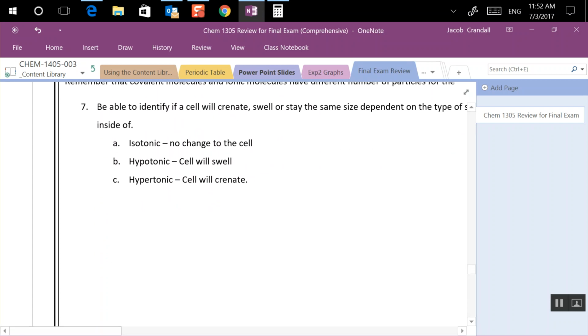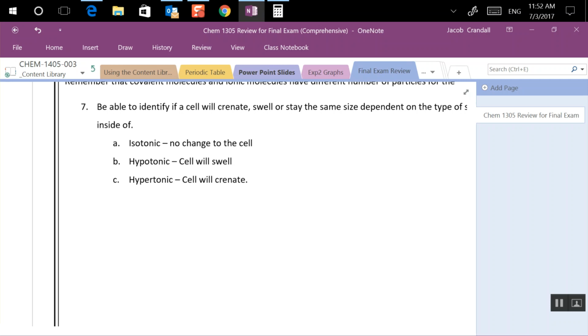Honestly, I don't think you're going to see much about this, but isotonic, hypotonic, hypertonic, if anything, it would be just one question in the entire test. No change if it's isotonic. Is the water going to go in or out? Iso means the same salt concentration inside and outside, so the water is going to stay. It's not going to go anywhere.